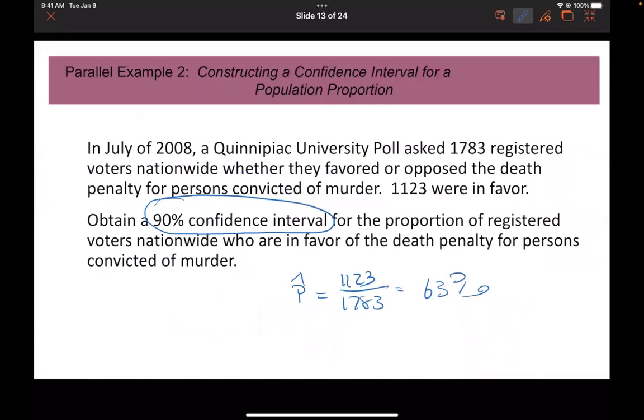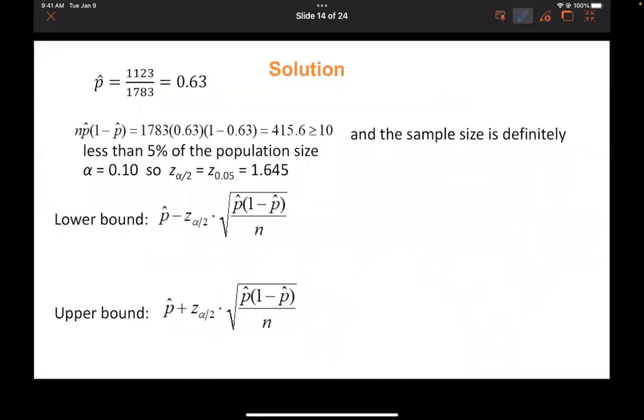Okay, so I found my p-hat. I checked that n p times 1 minus p is greater than or equal to 10. It is. It's 415.6, so I think we're good. The sample size is definitely less than 5% of the whole population. We definitely don't have only, I don't know, 8,000 people.